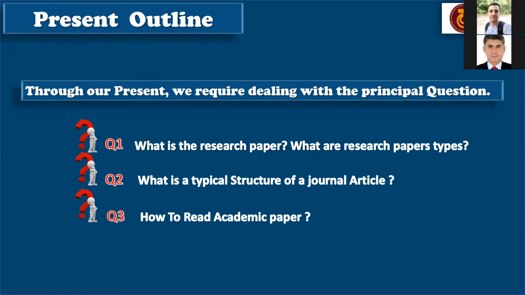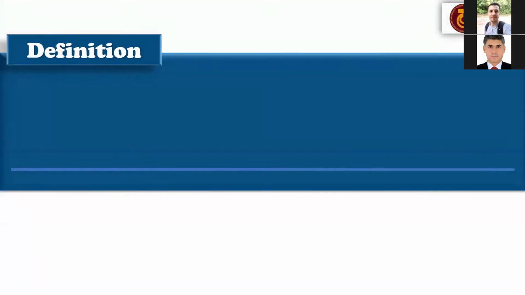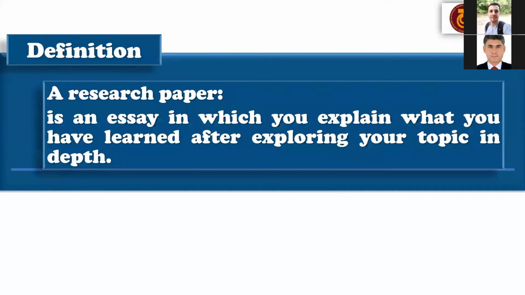So now we start with the first question we need to answer: what is the academic paper, or what is the research paper? A research paper is an essay in which you explain what you have learned after exploring your topic in depth. So we have something to explain, and what we are learning is in topic depth.